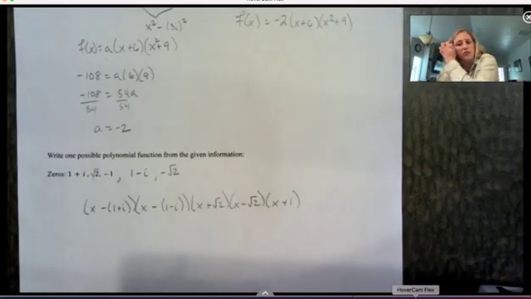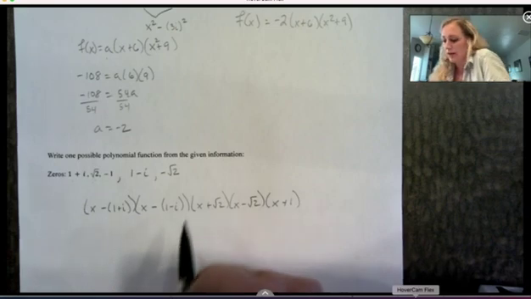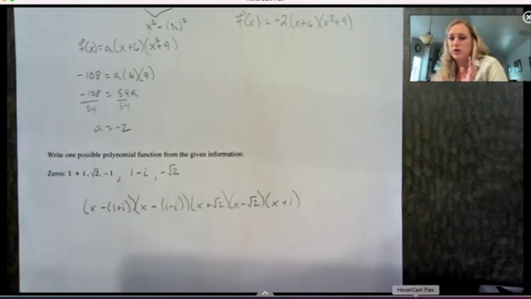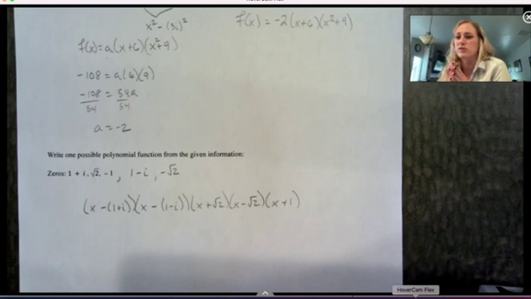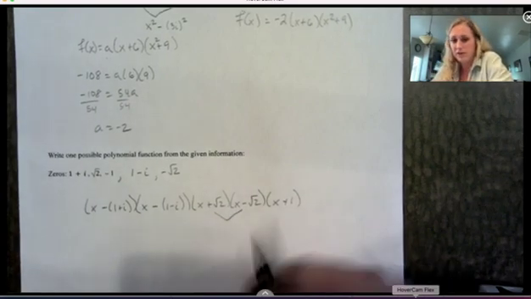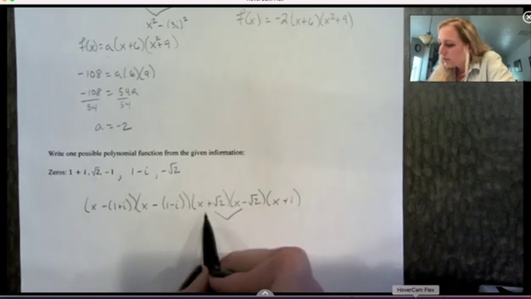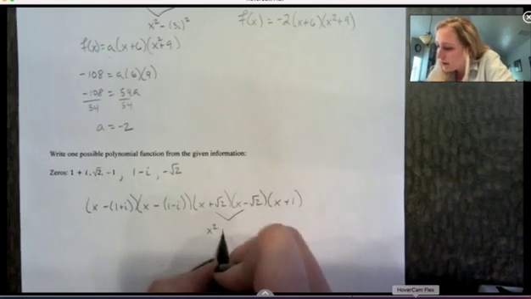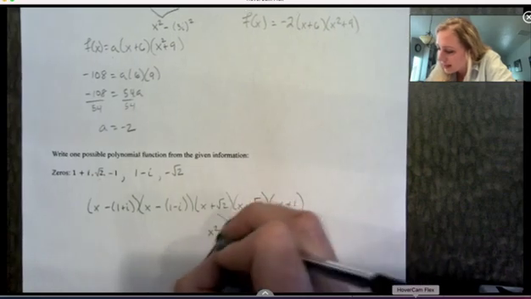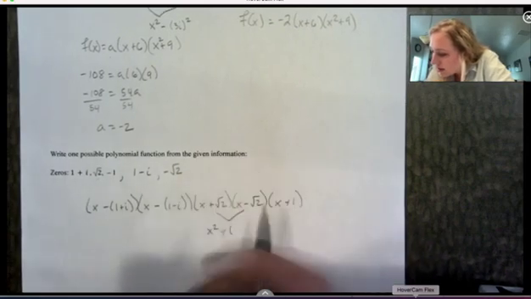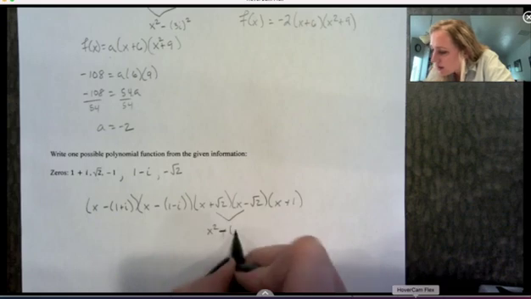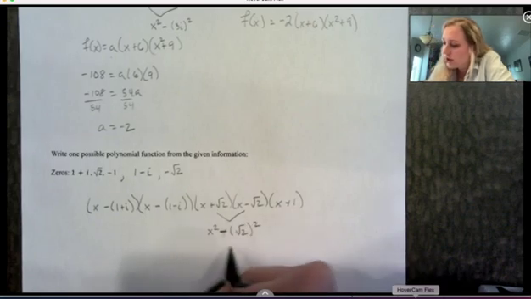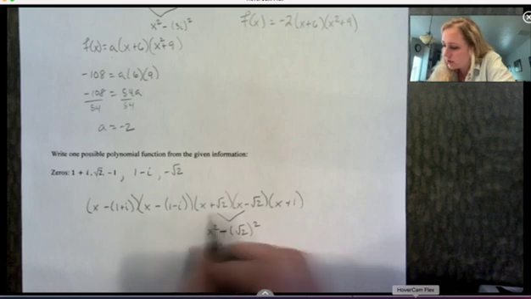Whew, okay, so let's see here. We want to, again, at least distribute enough so there's no radicals and no i's. So the radicals, if I multiply those together, again, that's a difference of squares. So I get x squared minus √2 squared, which is 2. So x squared minus 2 is what that part turns into.